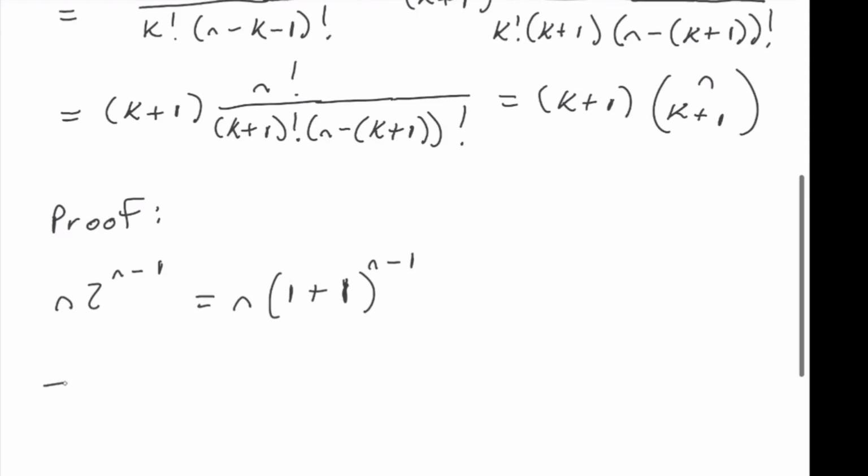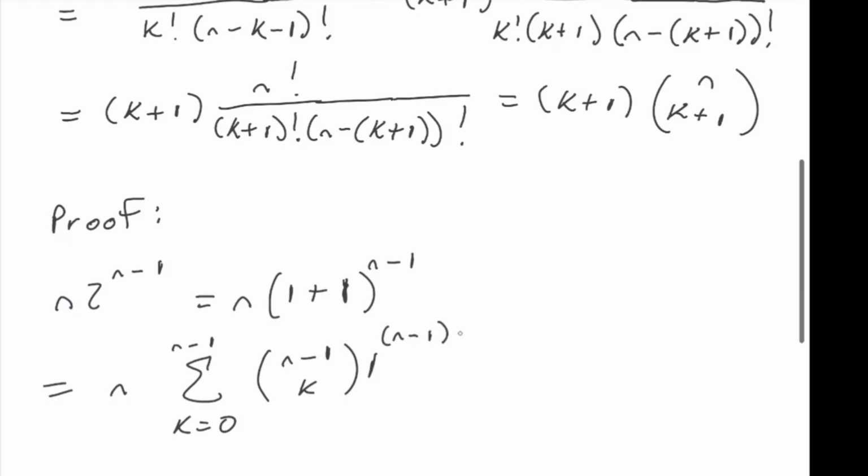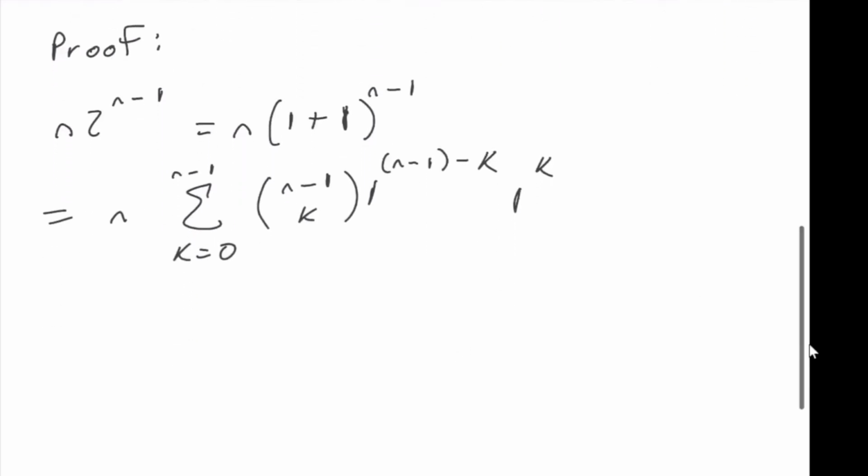And then, of course, using the binomial theorem, this is n times the sum from k equals 0 to n minus 1 of n minus 1 choose k, and it's going to be a, which in this case is 1, so 1 to the n minus 1 minus k times 1 to the k. Okay, so that's using the binomial theorem.